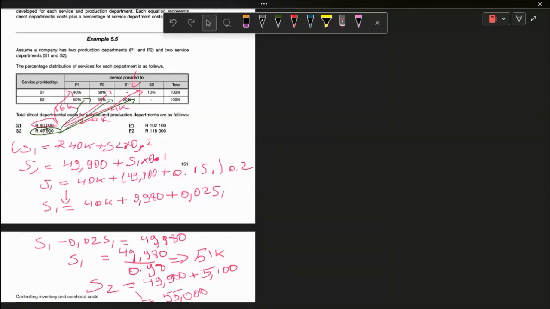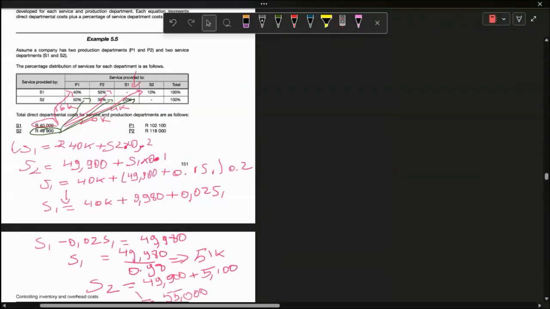But they say this is how you're going to find what exactly is the apportionment for each department, each service to each other. So for S1, they say S1 provides 40% of its resources, or 40% of its activities, to P1, 50% to P2, and only 10% to the second service department. They also tell you service 2 provides P1 with 50%, P2 with 30%, and S1 with 20%.